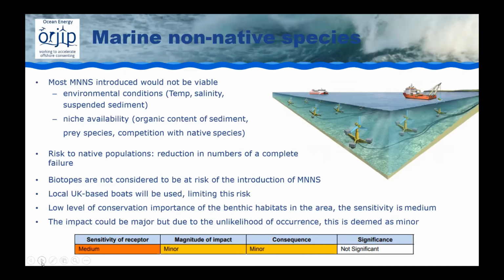Part of this assessment was noting that the biotopes are not considered to be at risk of the introduction of marine non-natives. There were also mitigating factors introduced, such as local UK-based boats would be used, and that any hard structures to be introduced from a non-local area would be thoroughly cleaned before being installed as well. That, added to the low level of conservation importance of the benthic habitats in the area, meant that the sensitivity was deemed to be medium.